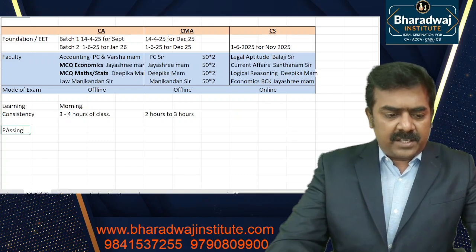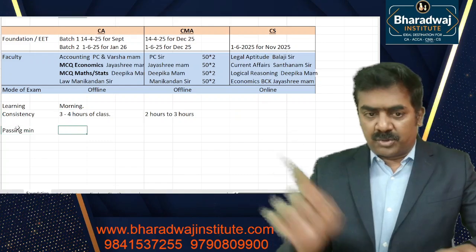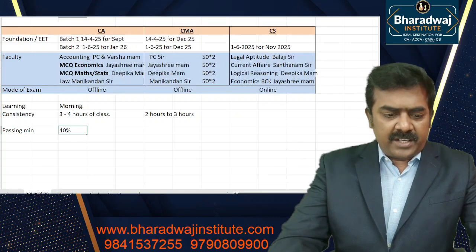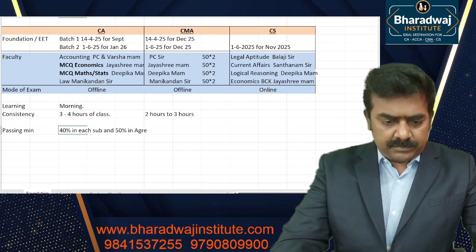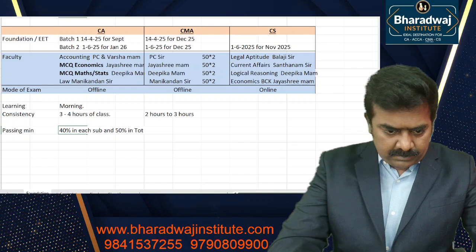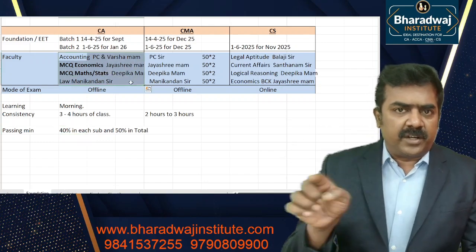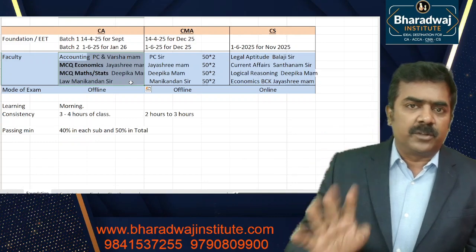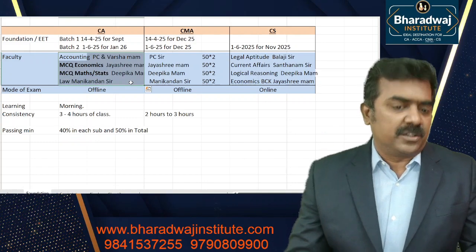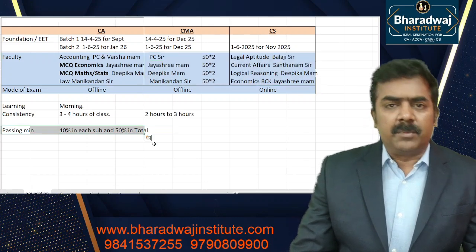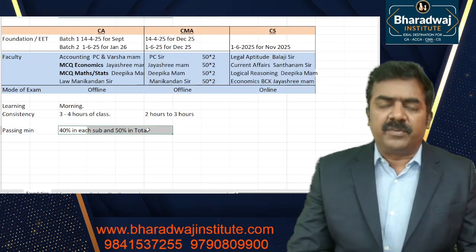Sir, what is the passing minimum? In all the courses, you should score 40% in each subject and 50% in aggregate. For example, in 4 papers, you must score 40, 40, 40, which will become 160. But in 4 papers, the total should be 200 out of 400. Same applicable for CMA and CS also. Passing minimum is 40% in every subject and 50% in total.